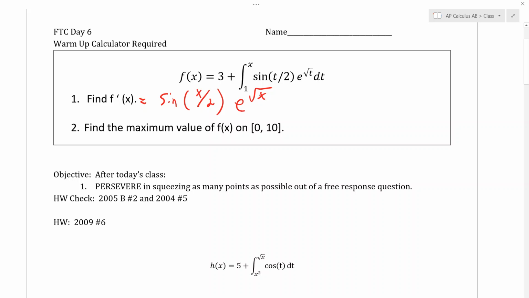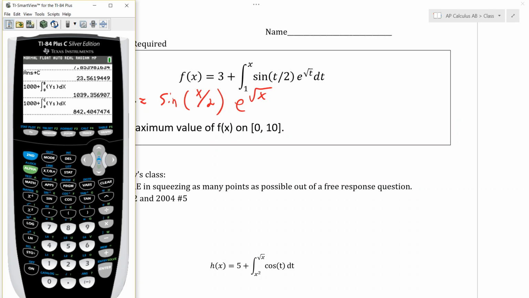Is that okay? Because we want to find the max and min, or just the max on 0 to 10, we know we're going to have to find the value of f of x at 0 and at 10, and also where the derivative, f prime of x, changes from positive to negative. If we did not have a calculator, we'd have to solve that by hand, which is doable because it's just sine times e. This is going to be 0 when sine has pi inside of it. So that's going to be at 2 pi. Does that make sense?